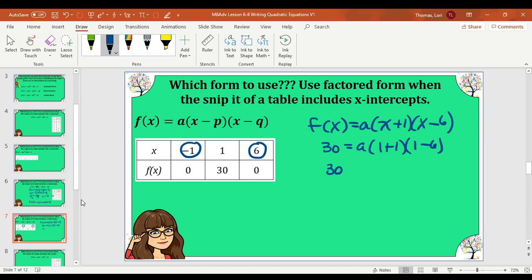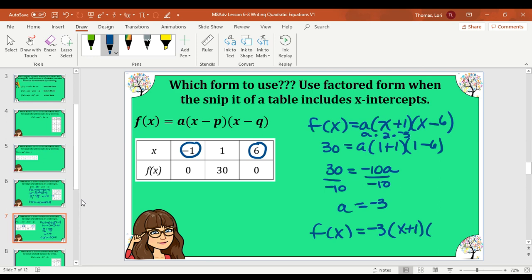Now let's simplify. This is a times 1 plus 1 is 2 times 1 minus 6, -5. So that gives me -10 times a. And again, we're going to solve by dividing each side by -10. And my a value is -3. So now let's put it all together. F of x equals -3 times x plus 1 times x minus 6.